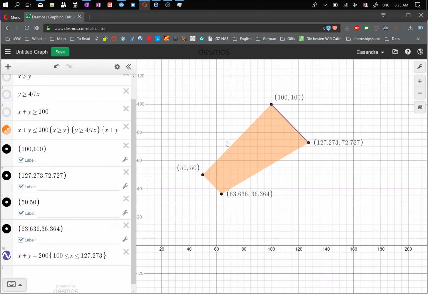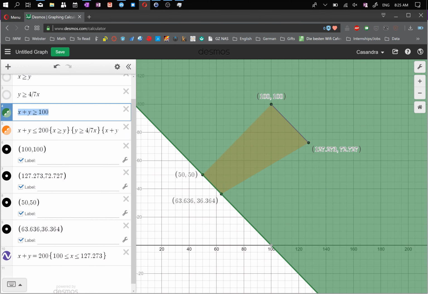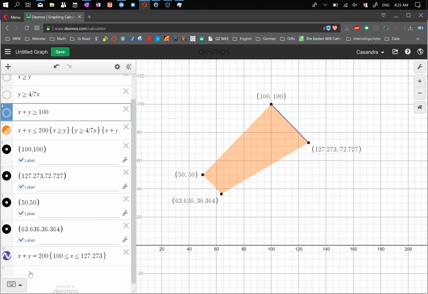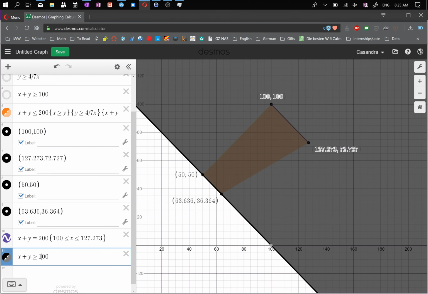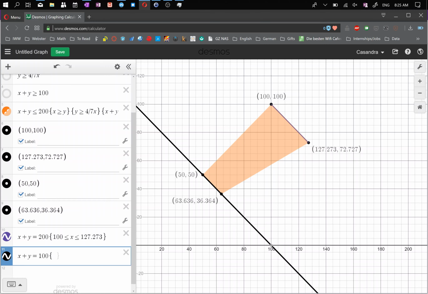Okay, now I want this left line, but maybe I don't. I'll just do them in whatever order. Okay, so this is my bottom line. I'll add it here, but of course it's not an inequality. It is just a line this time. That's too much of the line. I need to restrict it. I'm going to go from 50 till 63.63, oh, that's the wrong numbers. 63.634.